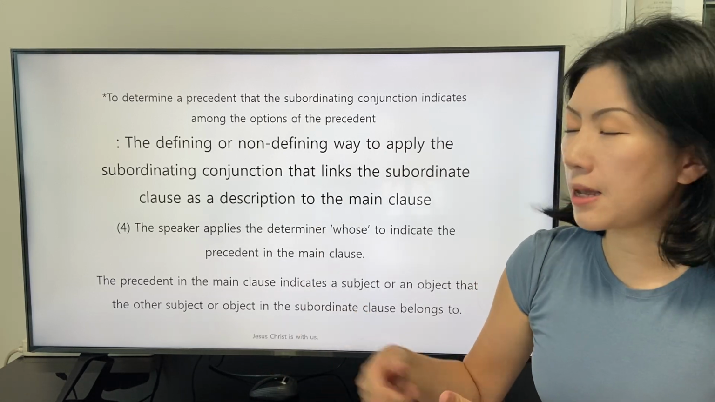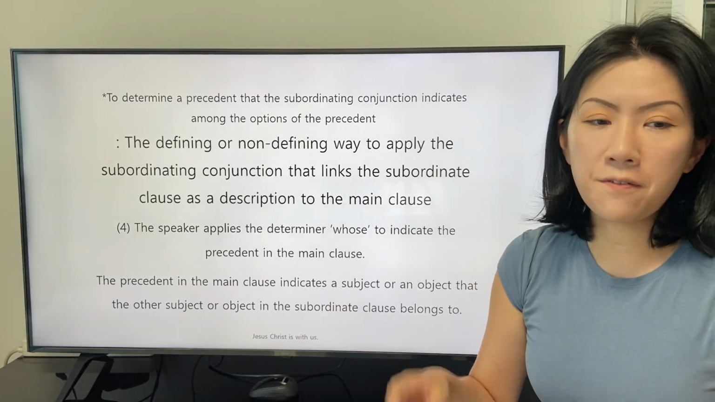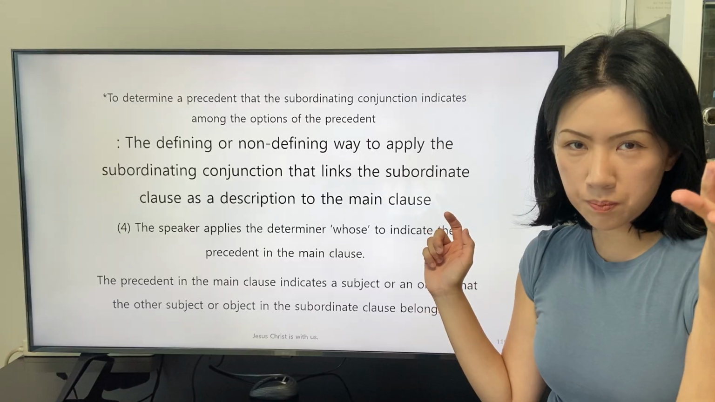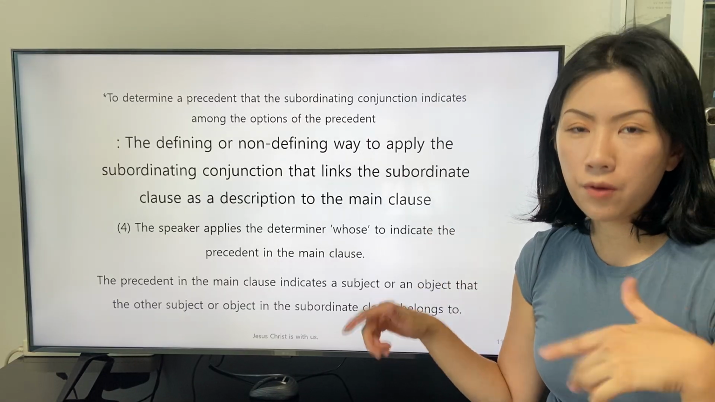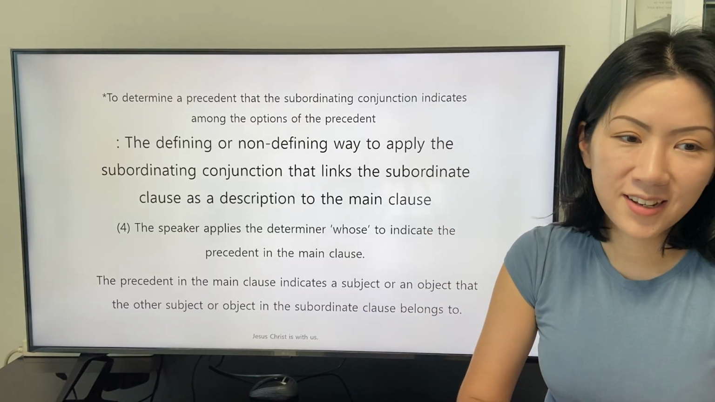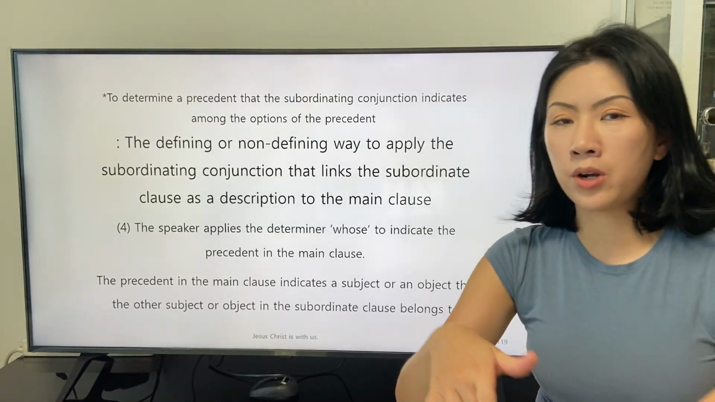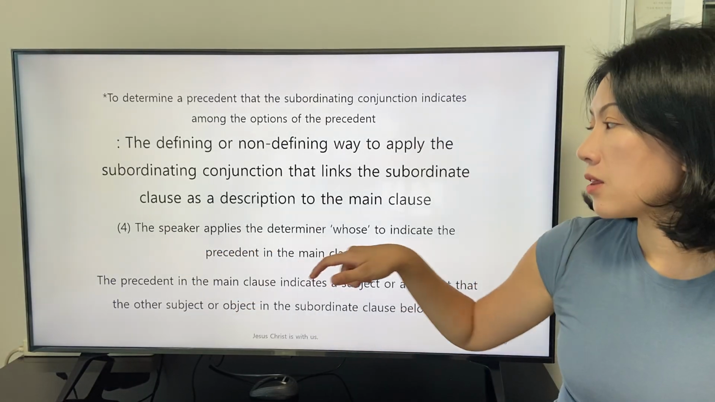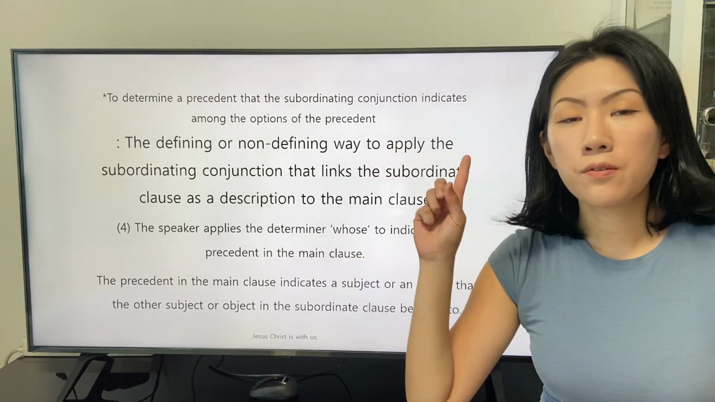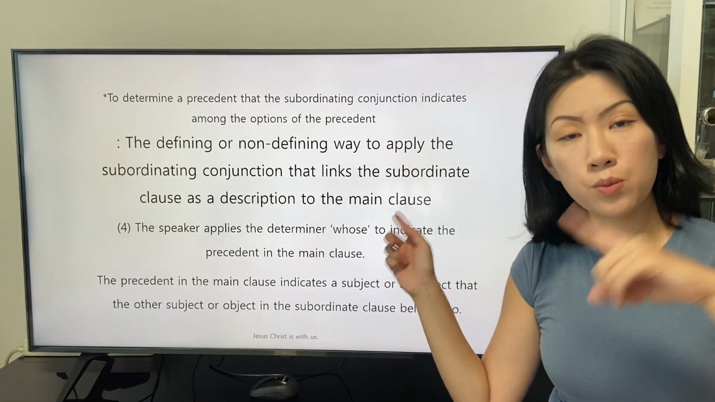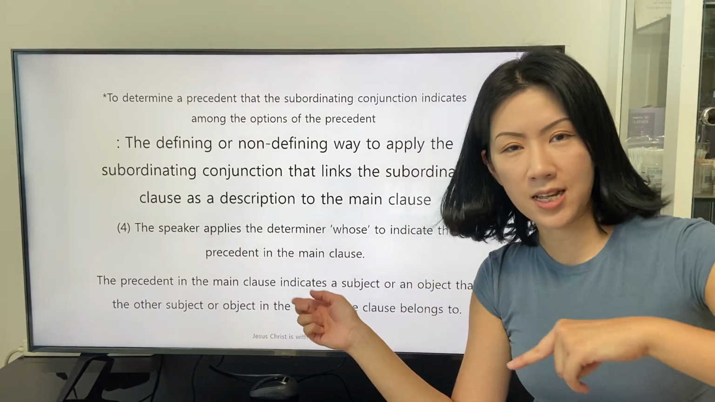The first subordinating conjunction that is able to be stated in the defining way or in the non-defining way is the determiner whose. We will study the determiner whose in the next class.